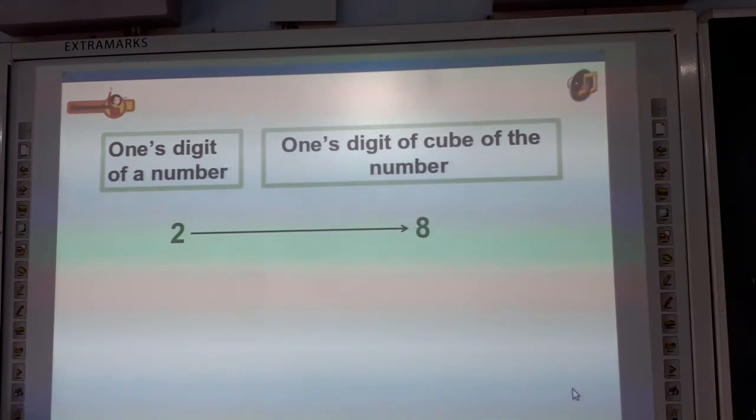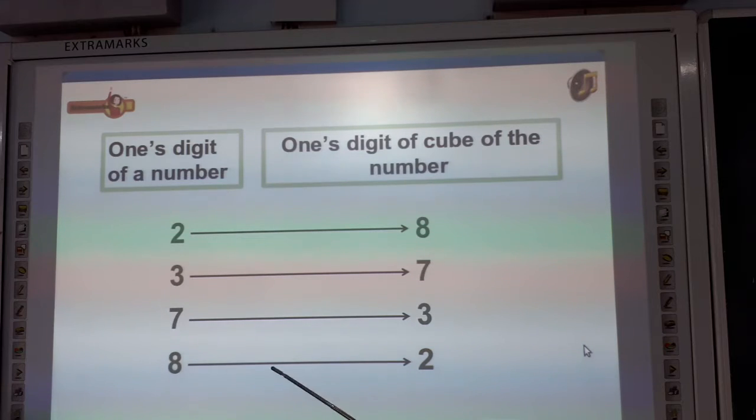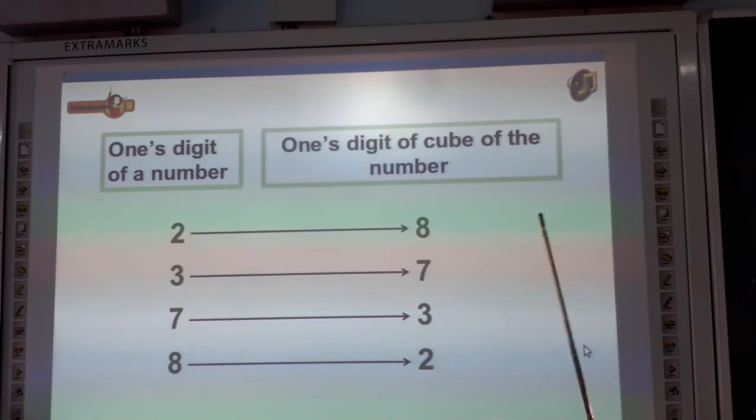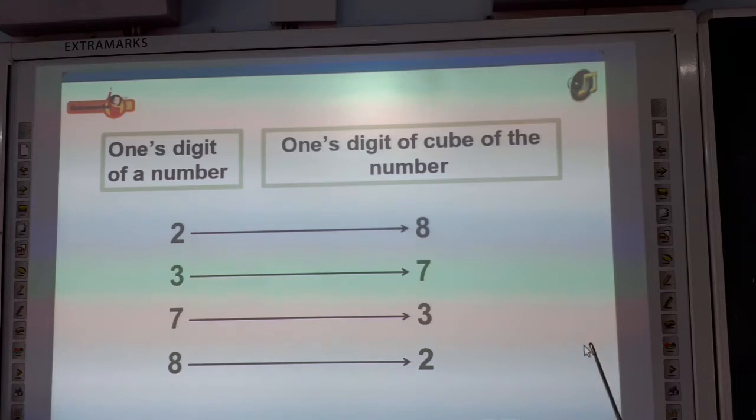Go to the next part. For 2 it is 8, for 3 it will be 7, for 7 it will be 3 and for 8 it will be 2. A very interesting thing is their sum is 10. 2 plus 8 is 10, 3 plus 7 is 10, 7 plus 3 is 10, 8 plus 2 is 10, and by this sum you can remember which digit will be at the unit place in the perfect cube of a given number. For 3 it will be 7 at its unit place.